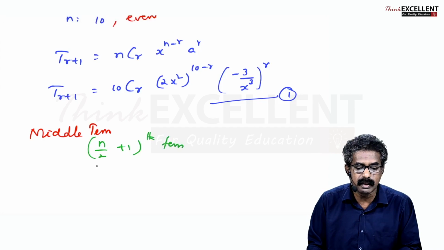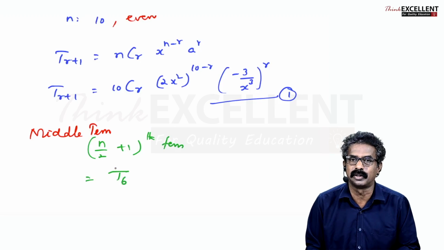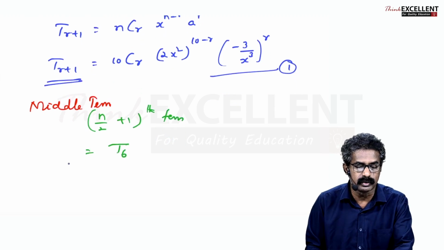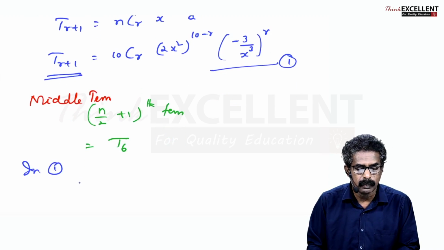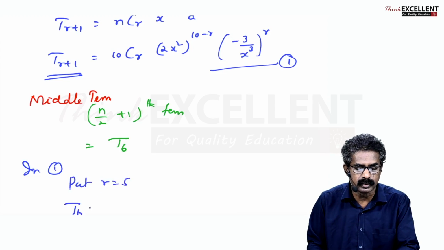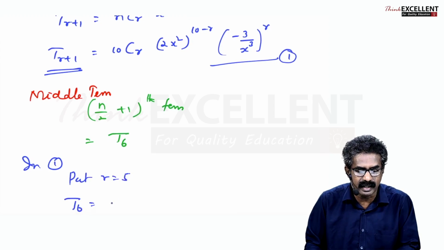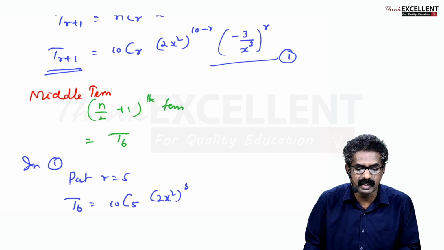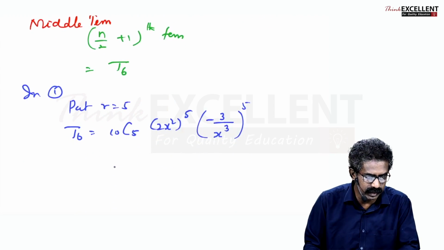n is 10, so 10 by 2. 10 by 2 is 5 plus 1, 6th term. So T6 you are supposed to find. How can you find T6? T6, for r you put 5. So in equation number 1, put r equal to 5. So you will get T6 equal to, for r you put 5, 10C5, 2x square raised to 10 minus 5, it is 5, right? r is 5. Into minus 3 by x cube raised to r value what? 5. Now just you have to simplify this, see what you get.